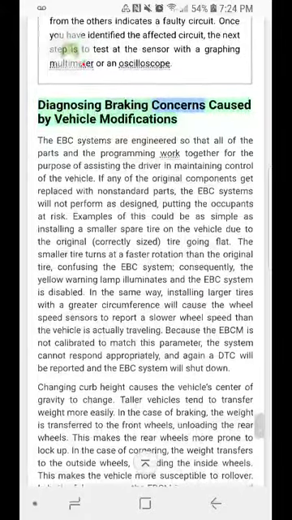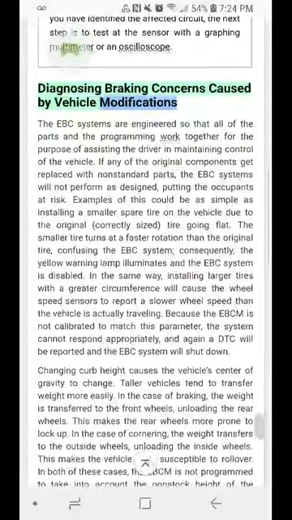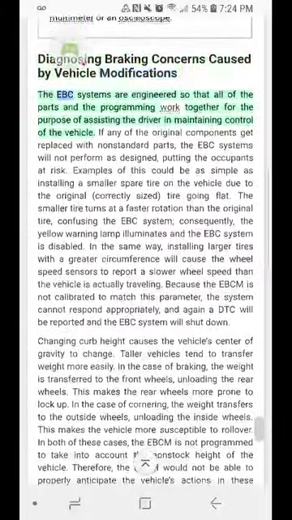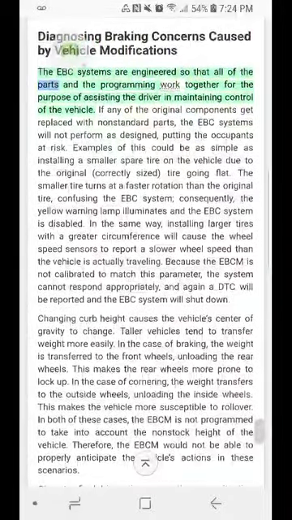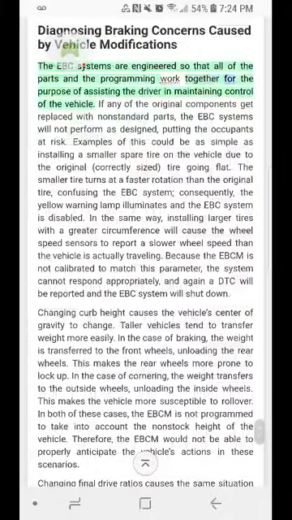Diagnosing braking concerns caused by vehicle modifications. The EBC systems are engineered so that all of the parts and the programming work together for the purpose of assisting the driver in maintaining control of the vehicle. If any of the original components get replaced with non-standard parts, the EBC systems will not perform as designed, putting the occupants at risk. Examples of this could be as simple as installing a smaller spare tire on the vehicle due to the original, correctly sized, tire going flat.